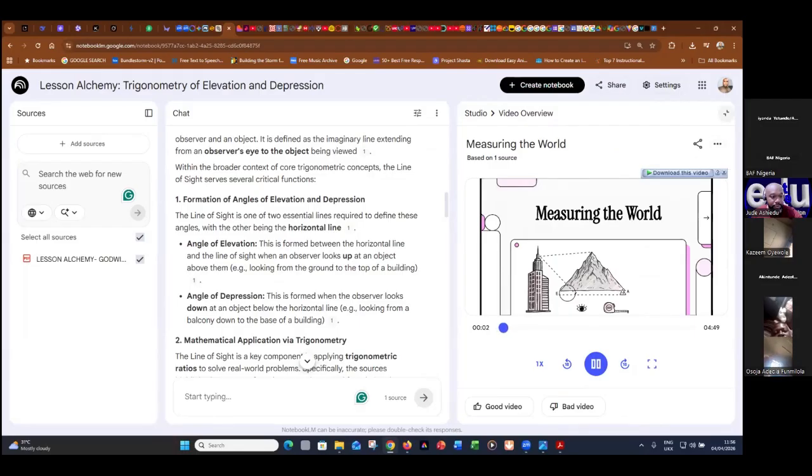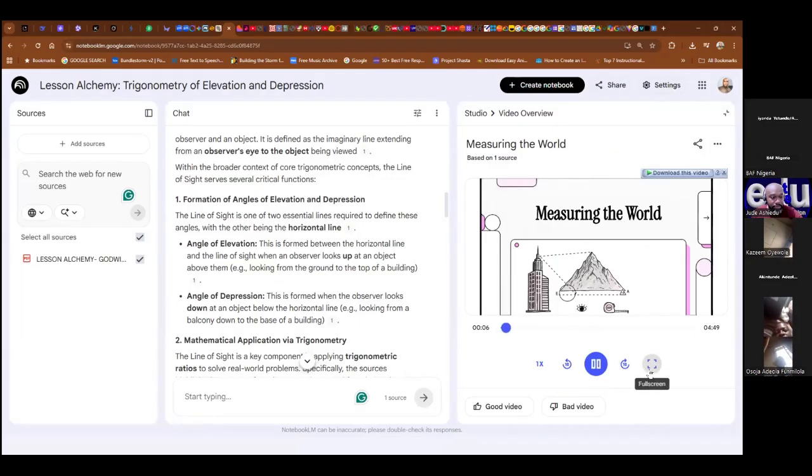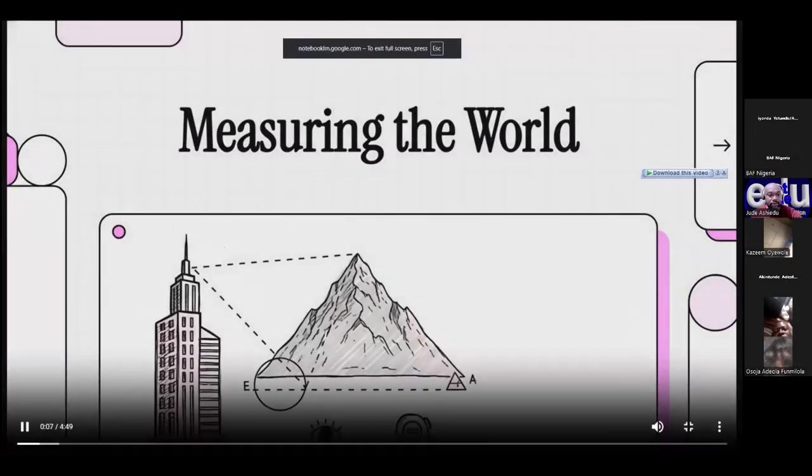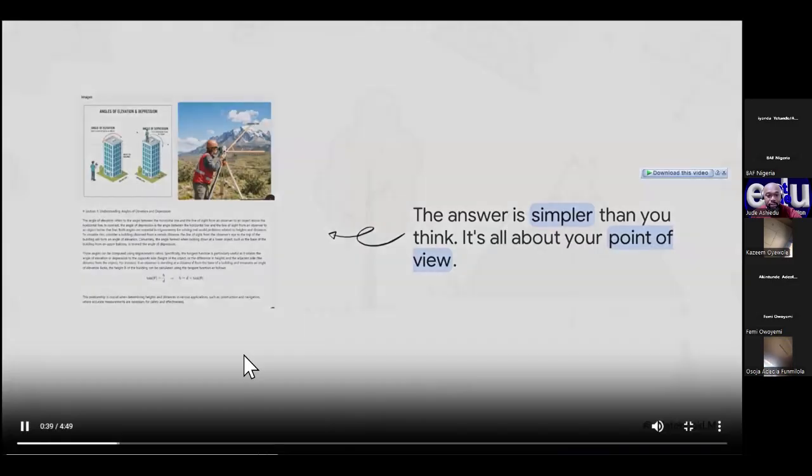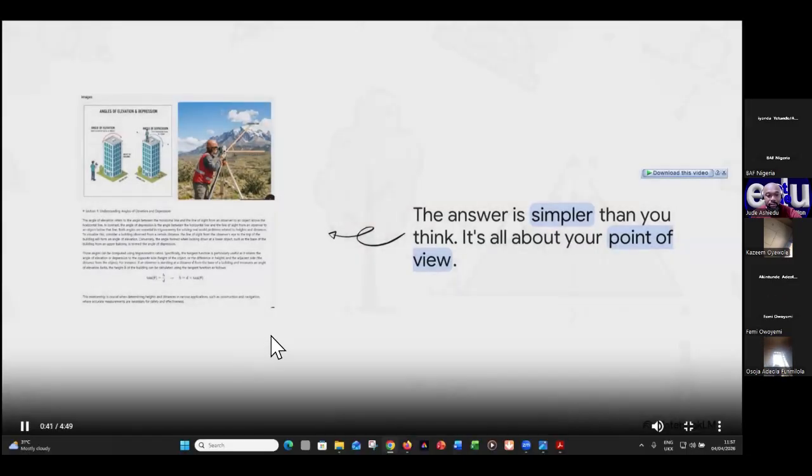Giant skyscraper or maybe a mountain way off in the distance, and just think, how on earth did they measure that? Well, today, they're going to pull back the curtain and see what's actually that line of sight.